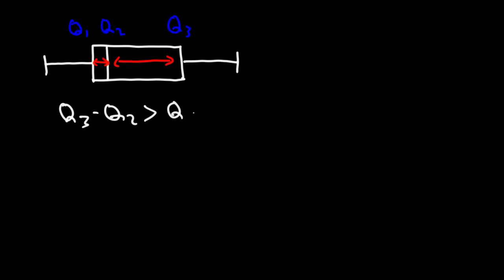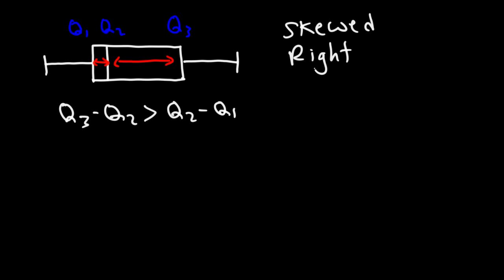Notice that the length of the whiskers are the same, but the box on the right is longer than the box on the left. So, as we said before, this is Q1, Q2, and Q3. So Q3 minus Q2 is greater than Q2 minus Q1. In this case, the data is still skewed to the right. As you can see, the right box is longer than the box on the left.